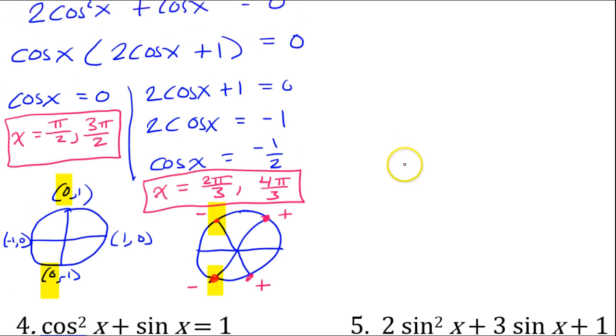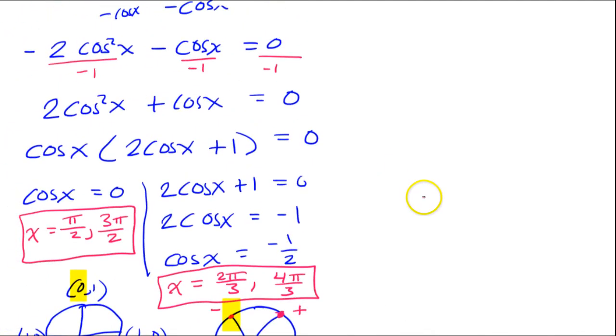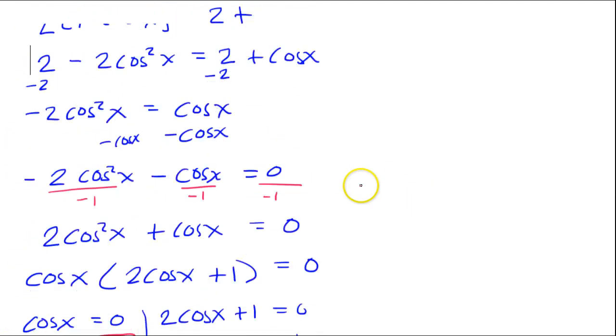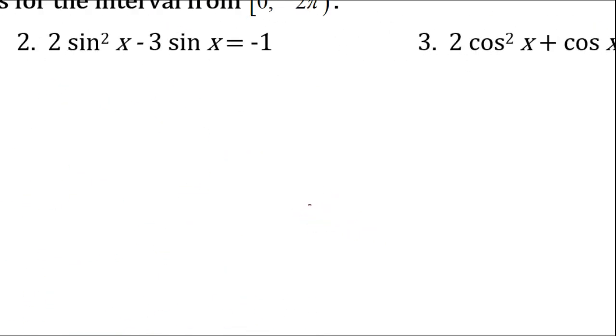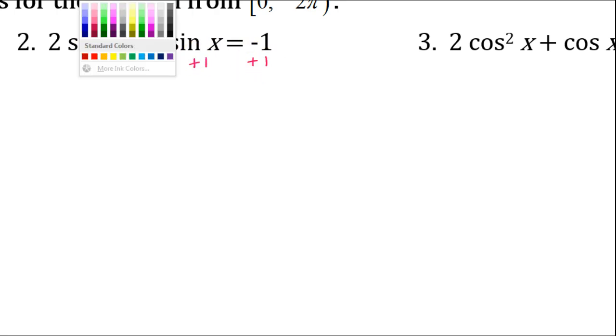Okay, that's it. So we have those 4 solutions to problem number 1. Okay, let's move on to problem number 2. Well, right away we have only the sine function, so that's great. So I don't need to do a substitution. All I have to do is get 0 on one side, so I will add 1 to both sides.